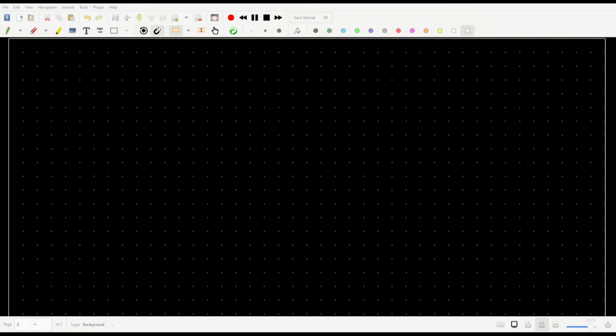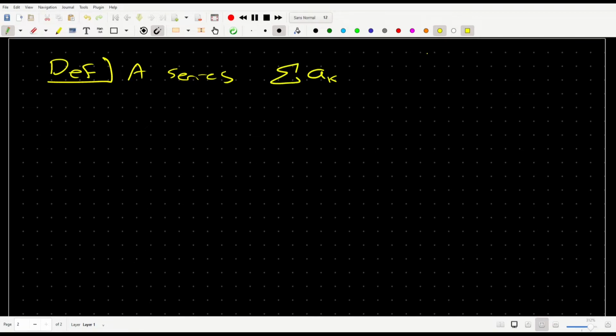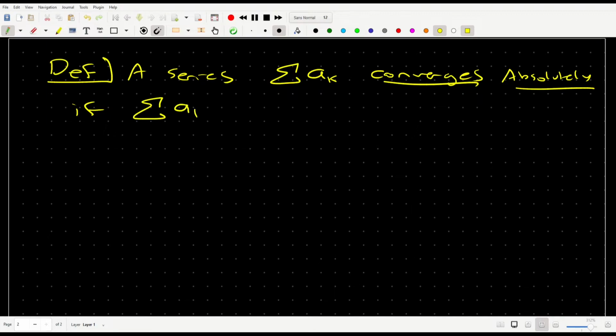So to write down a definition of this, we say that absolutely convergent is defined in the following way. We say that a series of a_k converges absolutely, or is absolutely convergent, if the corresponding series of absolute values converges.